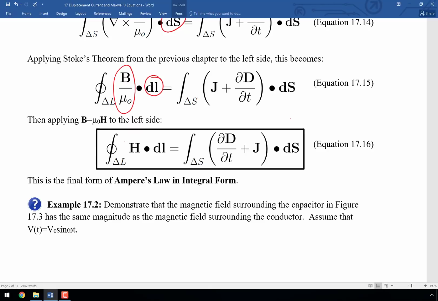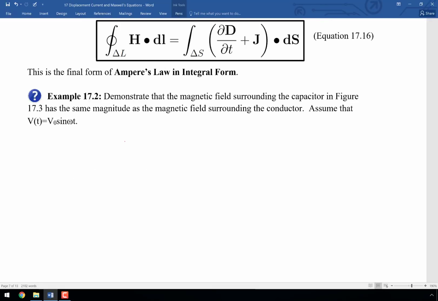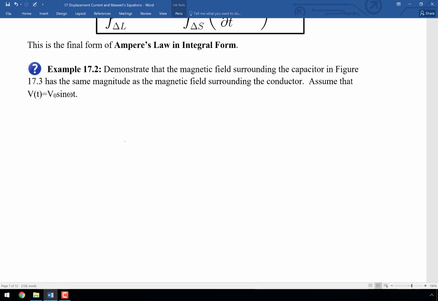Those are the four. Let's demonstrate that the magnetic field surrounding the capacitor in figure 17.3 has the same magnitude as the magnetic field surrounding the conductor. Essentially, I'm trying to prove that if there is a magnetic field surrounding the wire, which I'll call B sub C for conductor, and I calculate the magnetic field inside the capacitor, which I'll call B sub D for displacement, that it's going to be equal to the magnetic field around the conductor.